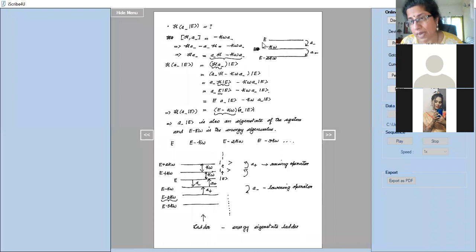But what I'm just trying to tell you is that the moment you know that E is an eigenvalue, you know that E plus H cross omega is also an eigenvalue. E plus 2H cross omega is also an eigenvalue. Also, you can lower. But my question is, is lowering as simple as raising?